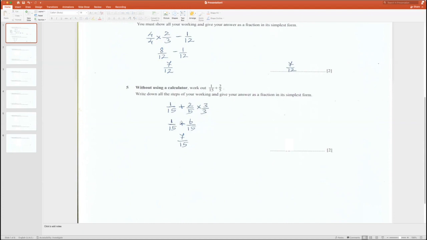Then we can add this together. 1 plus 6, 7 over 15. So this is a proper fraction. We can keep it as it is.